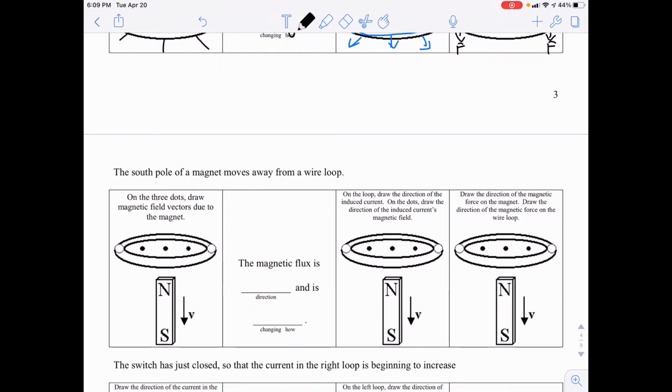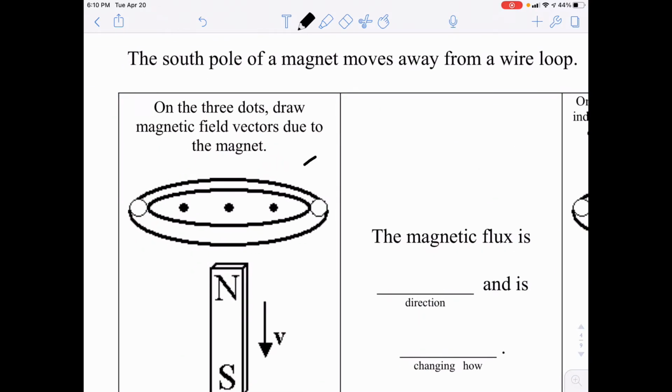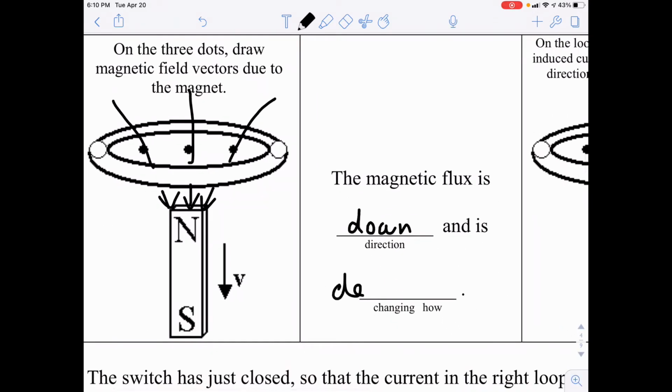Well, what if the north pole of the magnet is moving away from the loop? Okay, so we have the external flux approaching the north pole of the magnet, but it's going away. So it's directed downward, but it's decreasing because it's passing farther away from the loop.